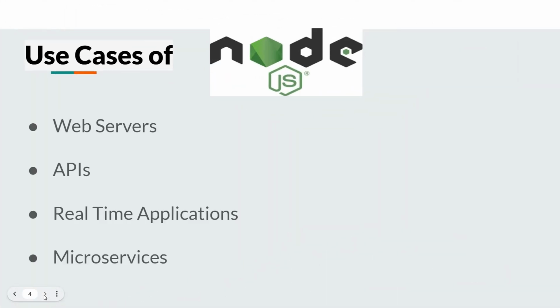Web servers. Node.js is frequently used to build fast and scalable web servers. It is well suited for handling a large number of concurrent connections efficiently. APIs. Node.js can power APIs that serve data to client applications, allowing for real-time updates and efficient data processing. Real-time applications like chat applications, online gaming, and collaborative tools benefit from Node.js's event-driven architecture. Microservices. Node.js can be used to create lightweight, standalone microservices that can work together to build complex applications.